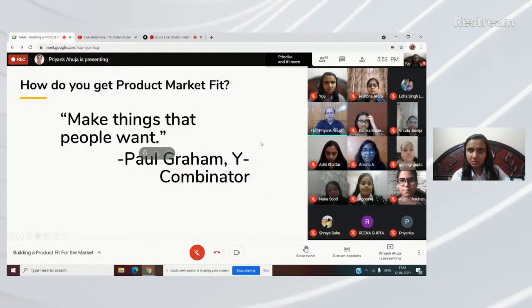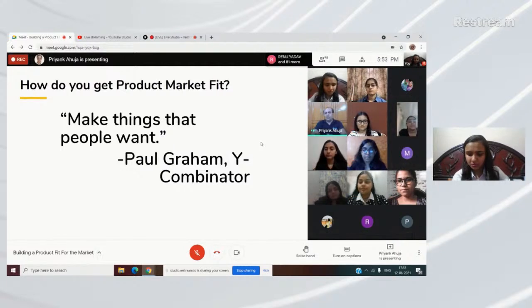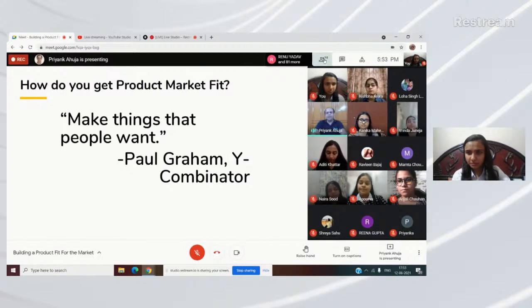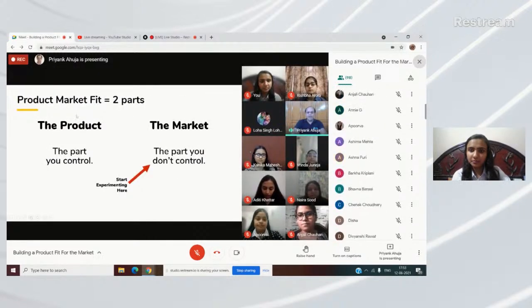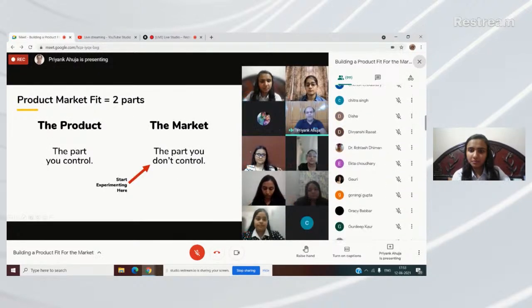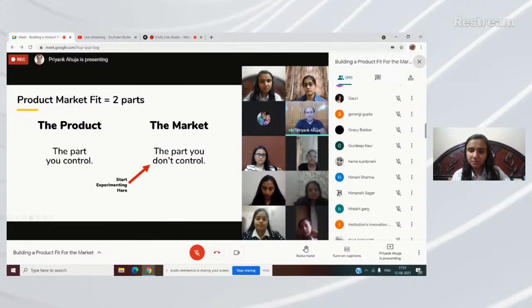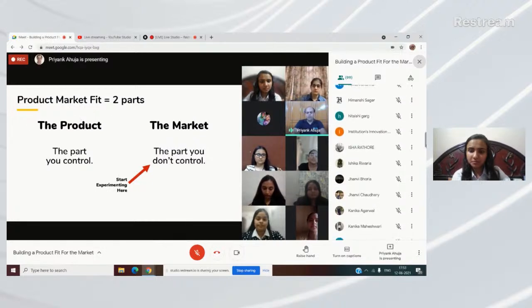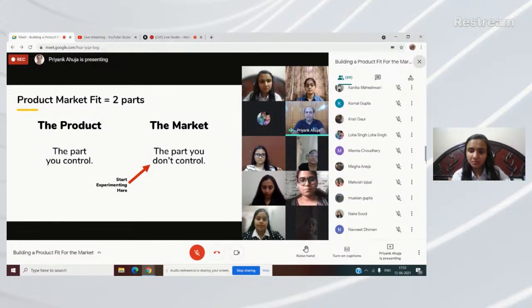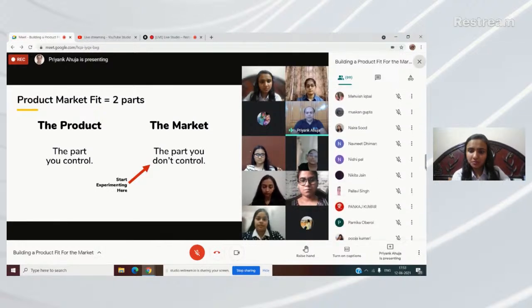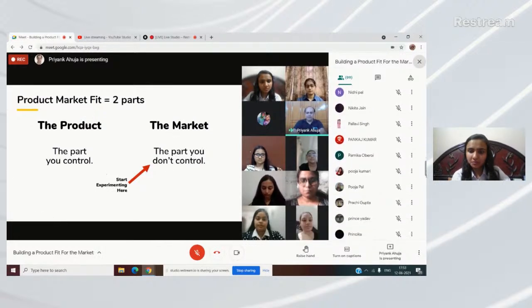So you should be properly aware of this. Make things that people want. Don't make things which people don't want. If you prepare those things, then nobody will start purchasing or consuming your product and services. Now product market fit has 2 parts: one is the product and the second is the market. But the product part you don't control, because once the product is prepared, it's very difficult to control as it involves a huge amount of cost. The only thing you can control is the market.